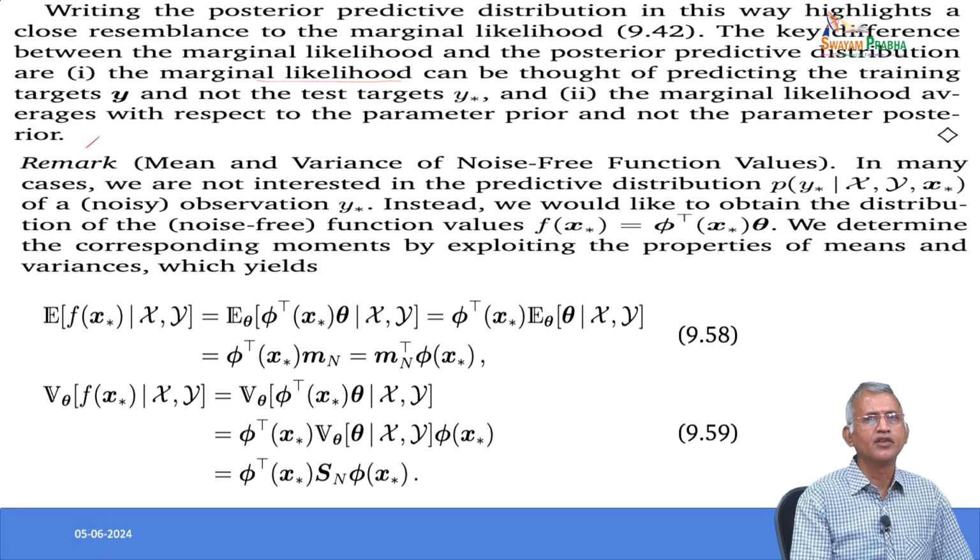So, we have a note on the mean and the variance of noise-free function values. In many cases, we are not interested in the predictive distribution p(y*|x, y, x*) of the noisy observation y*. Instead, we would like to obtain the distribution of the noise-free function values f(x*) = φᵀ(x*)θ. So, we determine the corresponding moments by exploiting the properties of means and variances, which yields E[f(x*)|x, y] = E_θ[φᵀ(x*)θ|x, y] = φᵀ(x*) E_θ[θ|x, y].